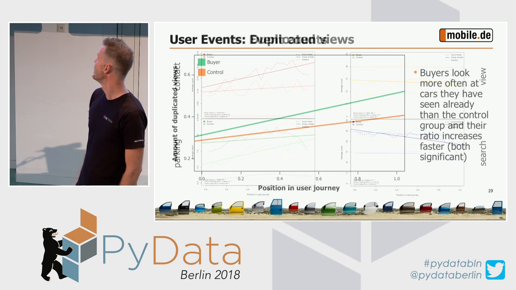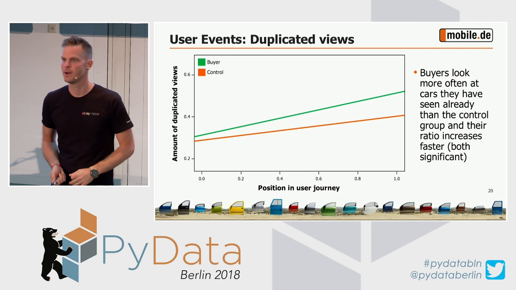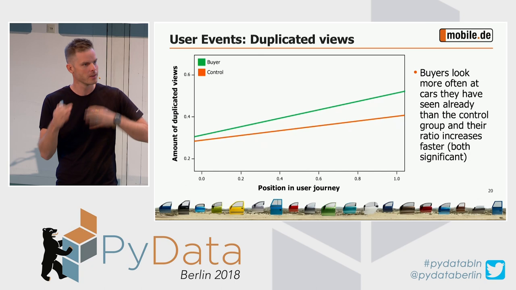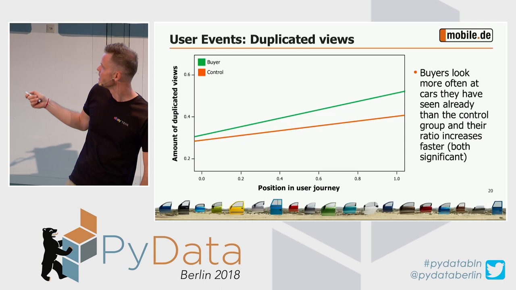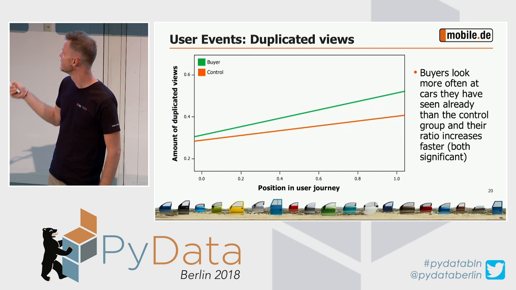That was something interesting for me, the amount of duplicated views. So how often do you look at a car you've already seen? I don't know whoever did buy a car online, but that's actually something I also did, that in the end I always just open all the same cars again and look at them again because you really want to make sure. So this is this kind of behavior. We see that our buyers top out at around 30% of duplicate car views, up to always half of the listings you see being ones you've already seen. That's also true with the control group, but not as dramatic.